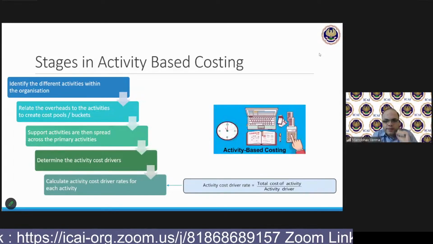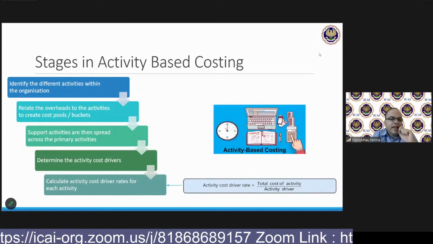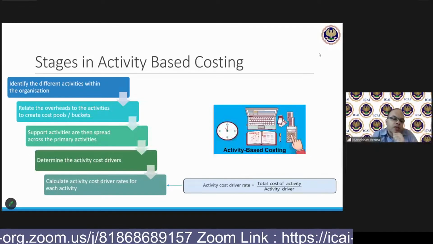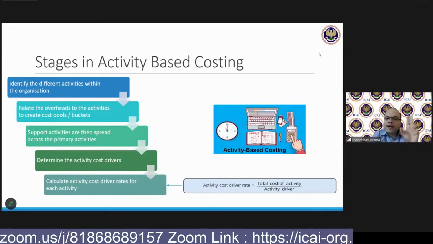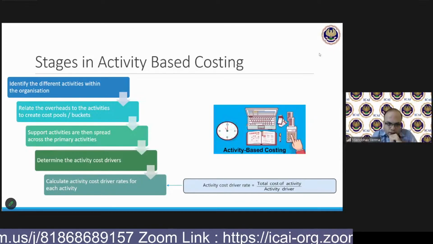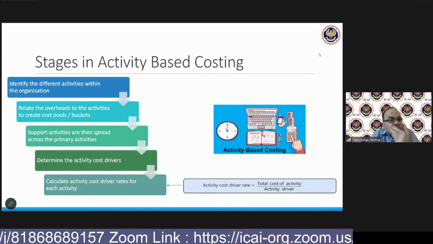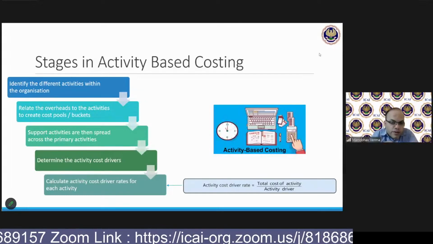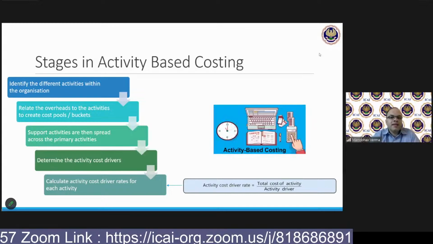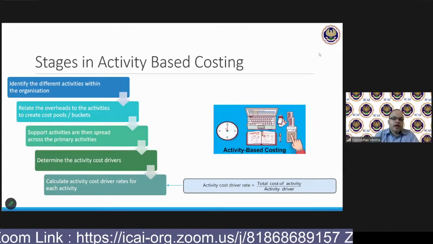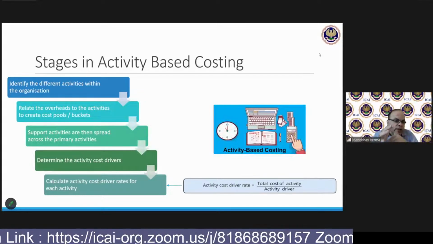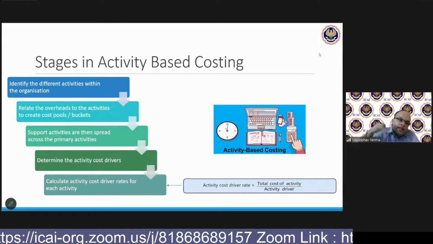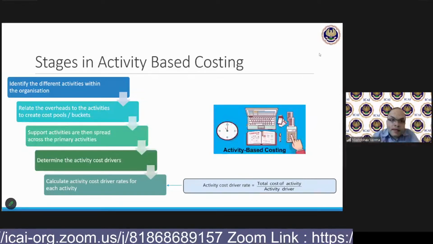What do we mean by this? Basically, what we're trying to say is that using a cost driver, we will be spreading these costs to those departments. And for that, we need to determine the cost driver itself. A cost driver is something that drives the cost, right? So let's understand how we are actually doing these steps. We are identifying the cost drivers, calculating the cost driver rate, and then based on that, allocating the cost to the activities.